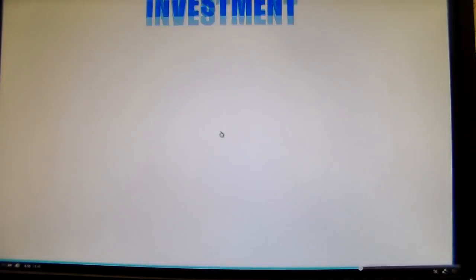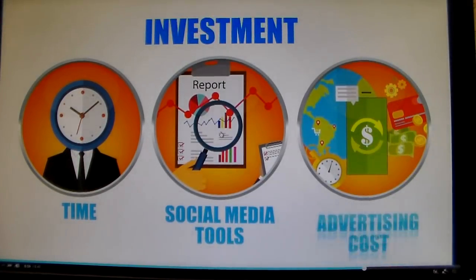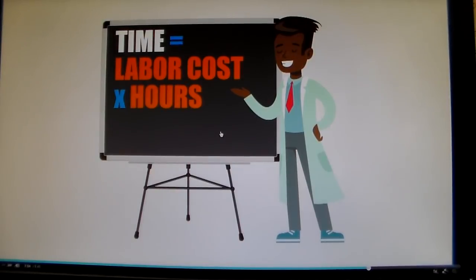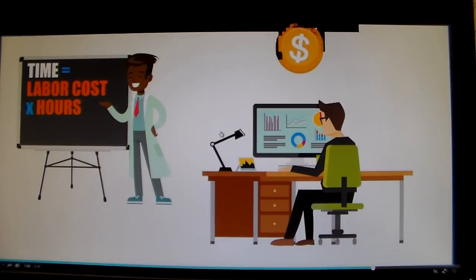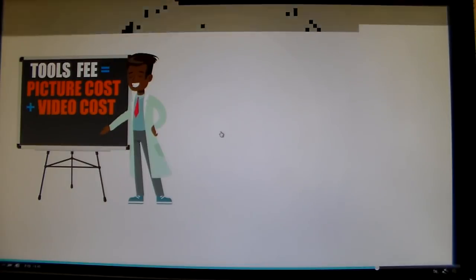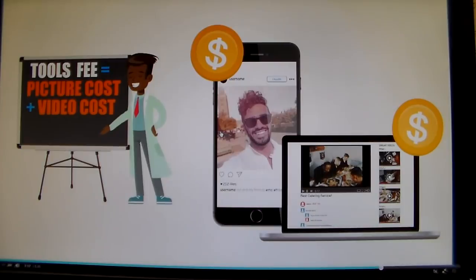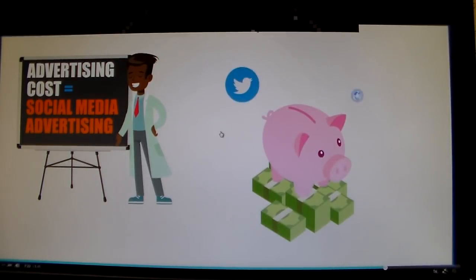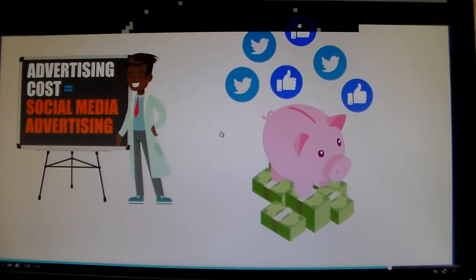Step 6 is to calculate your investment. This can be divided into time, social media tools, and advertising costs. Time is calculated by multiplying labor cost per hour by the number of hours the team worked on the project. Social media tools fee is measured by adding up the costs of all the tools and services you use for social media, such as the cost of a picture in Instagram or a video on YouTube. Advertising cost refers to the amount you spend on social media advertising, such as boosting Facebook posts, promoting tweets, etc.